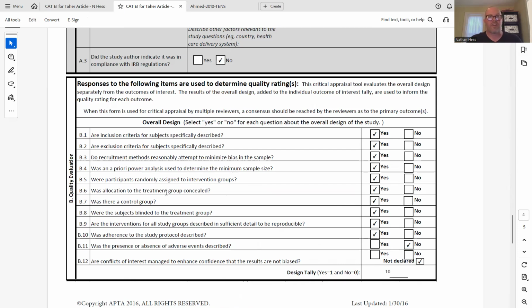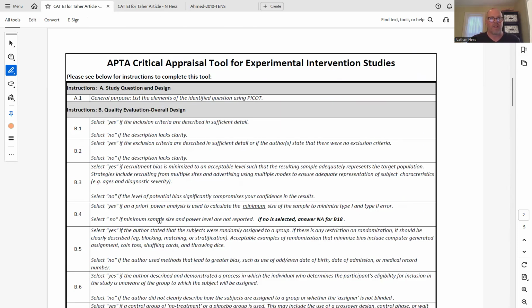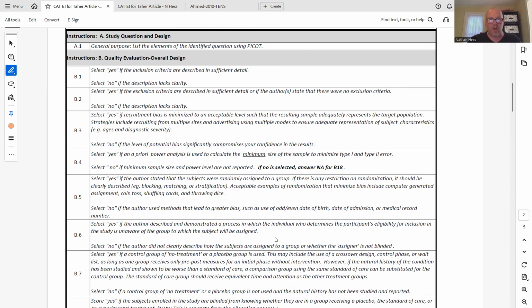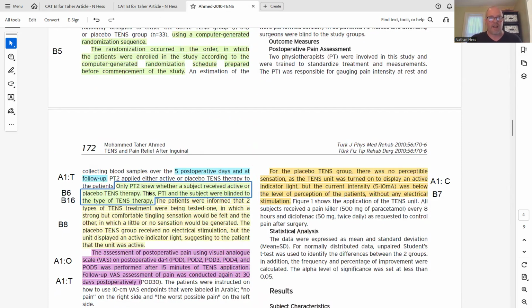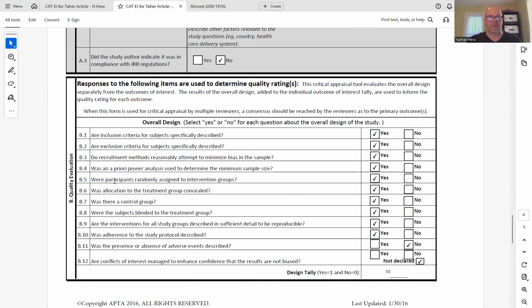B6 was the allocation to the treatment group concealed. In other words, did the subjects know that they were in a TENS group or a placebo group? Were the subjects blinded? And definitely they were blinded. We know that they did not know who was who. And we also know that the therapists themselves did not know. One therapist took the measures, and the other one actually knew whether they were in the placebo or the active group. So therefore, yes, for B6, that was good.